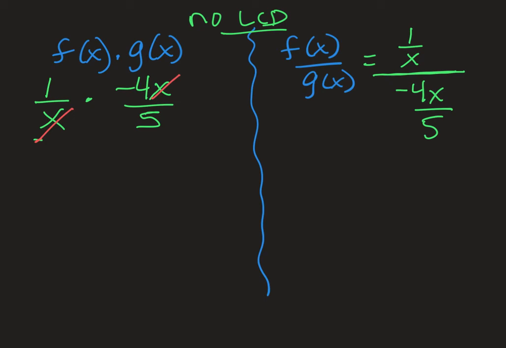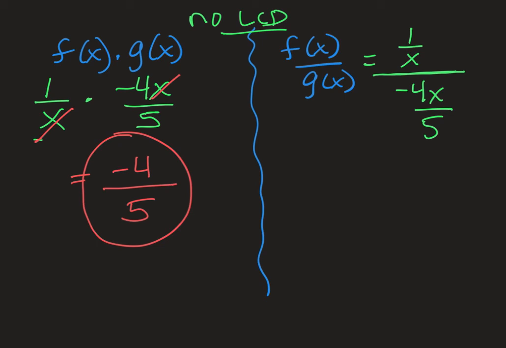So x over x divides out to 1. So what I have left on the top is a negative 4. I'm multiplying across now, and what I have left on the bottom is just a 5. Okay, so all that works out to negative 4/5.